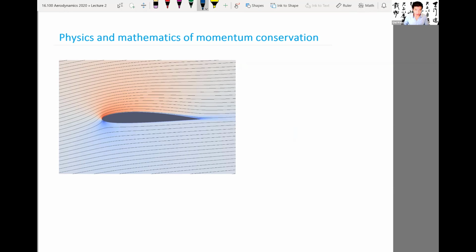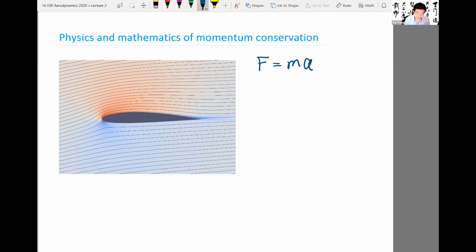So other than the mass conservation, let's look at a little bit also on the physics and the mathematics of momentum conservation. You can derive the momentum conservation in a variety of different ways. So let's actually today try to do it in the simplest way possible. That's just following Newton's second law. So F equal to ma.